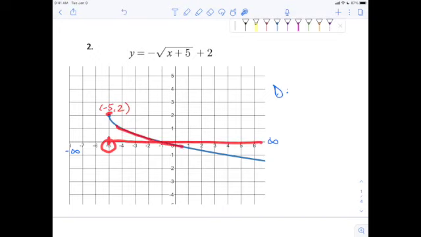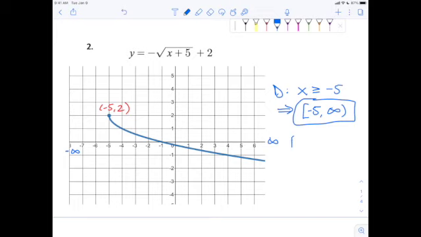You know, the graph keeps going to the right, to the right, to the right. It exists. So this graph exists for all x values greater than or equal to -5. There's the inequality of it. And what is that in interval notation? -5 inclusive, with a bracket, to infinity.